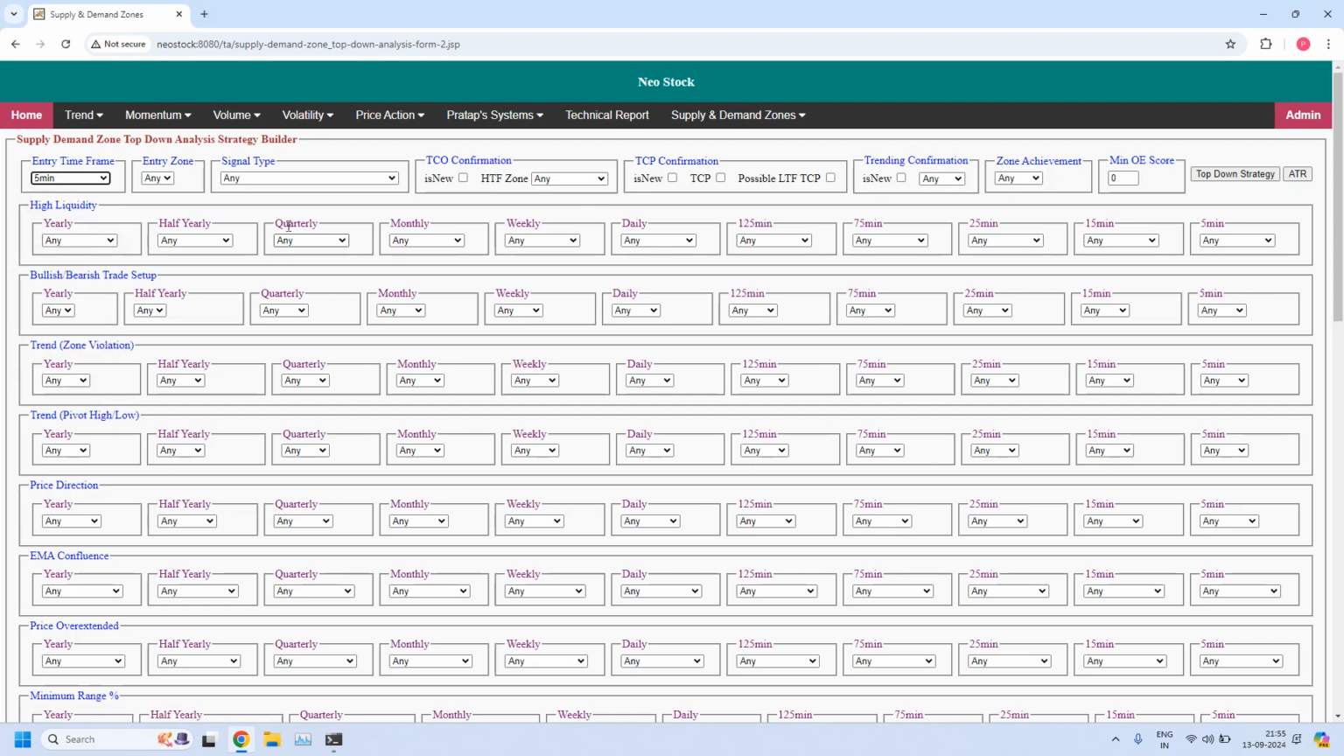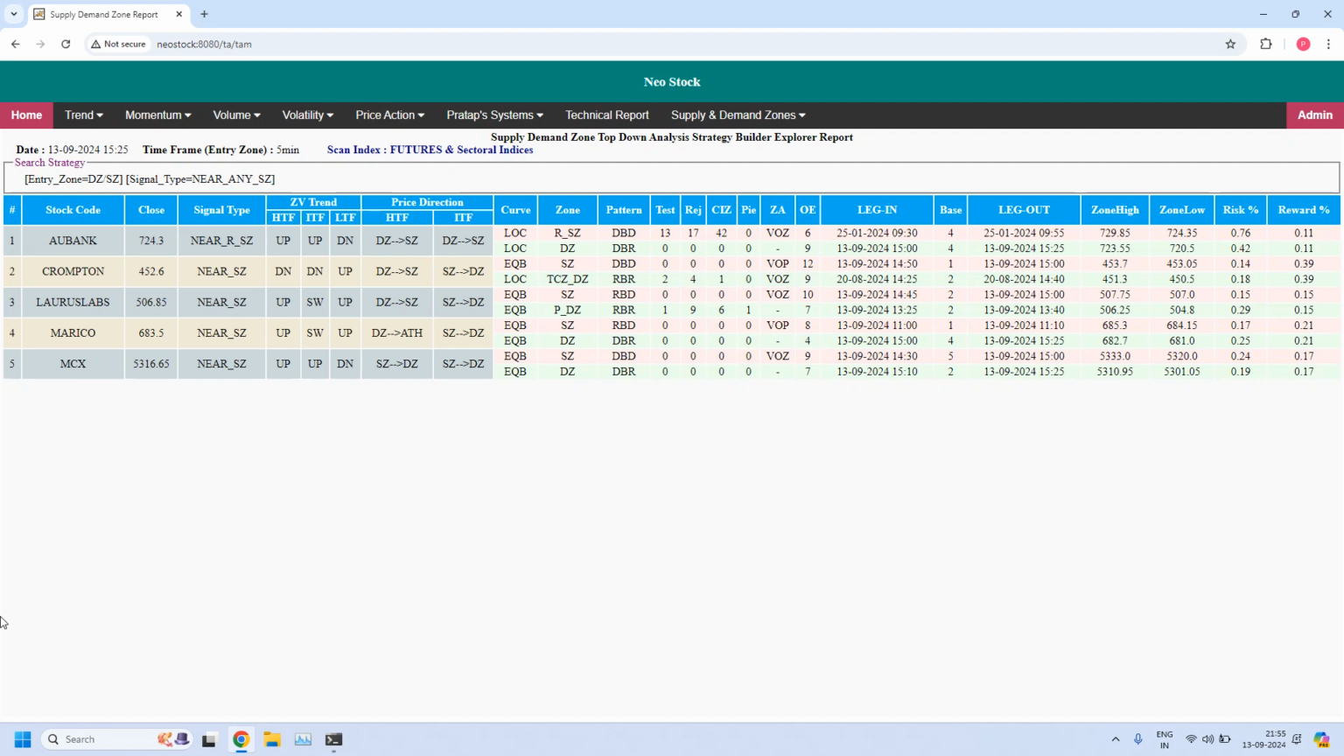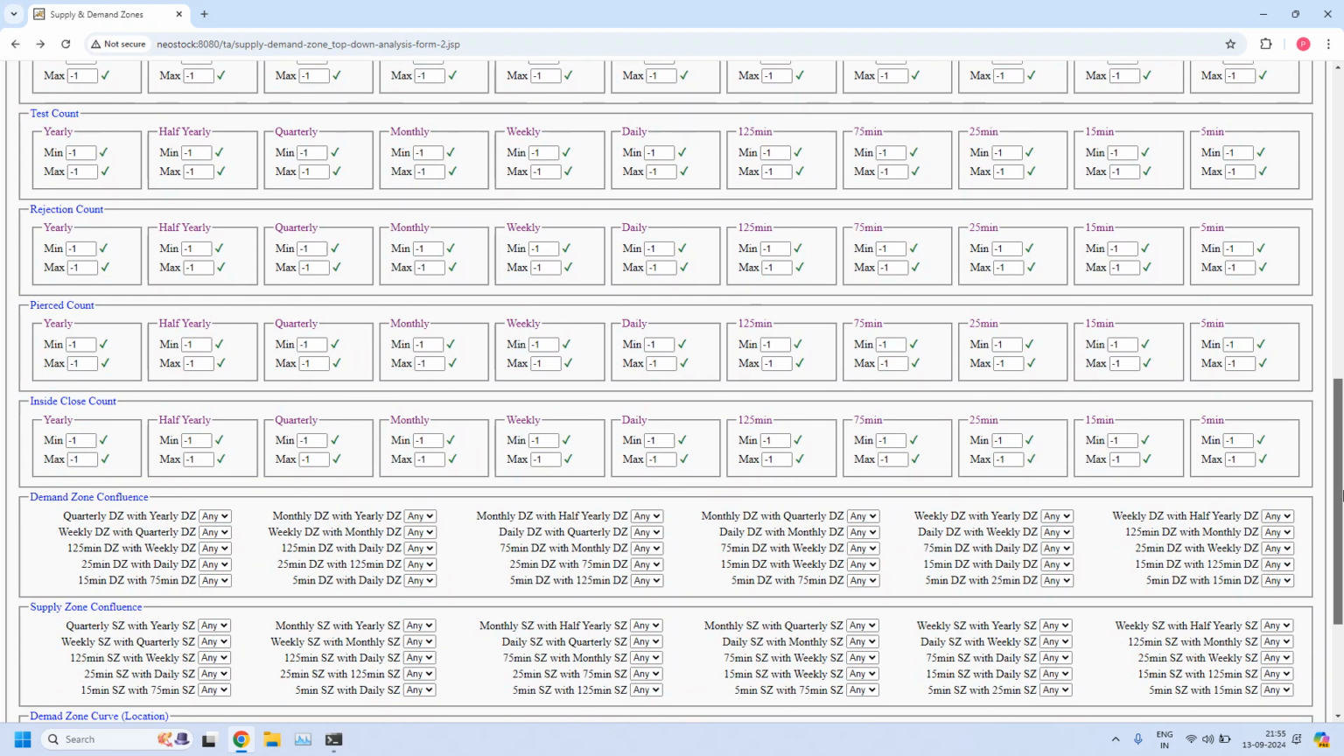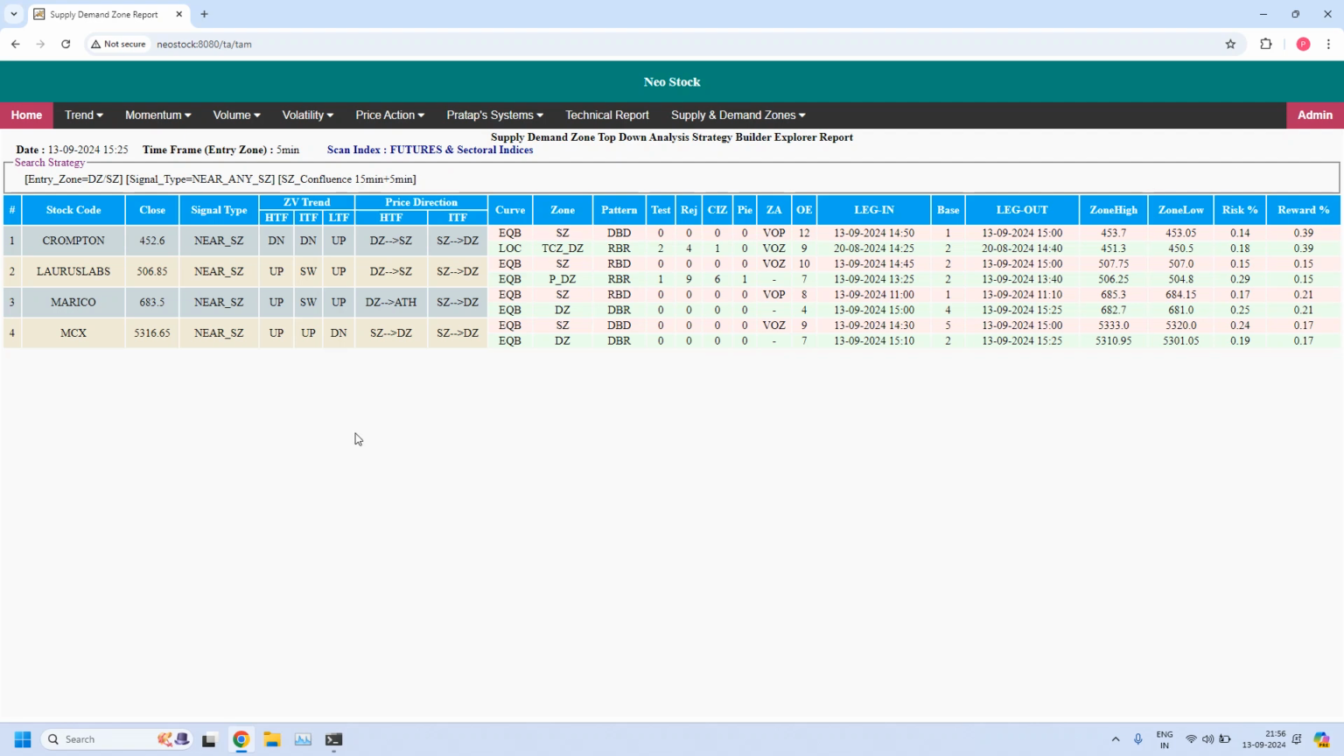Next, for the 5 minutes time frame, let us find the stocks near the 5 minutes supply zone. 5 stocks are filtered. Let's verify how many of these stocks are having ITF supply zone confluence, that is 5 minutes and 15 minutes supply zone confluence. So I'm enabling this filter, 5 minutes supply zone with 15 minutes supply zone. So 4 stocks out of 5 are having confluence with the 15 minutes supply zone. So this is about stocks near demand and supply zones.